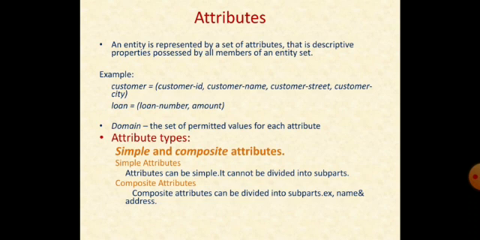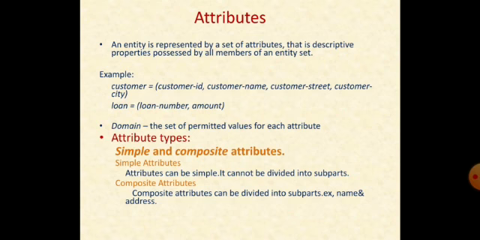The next one is domain. Domain means the set of permitted values for each attribute. For example, customer ID contains the value C101. This is the permitted value for that attribute, customer ID. This is called the domain.